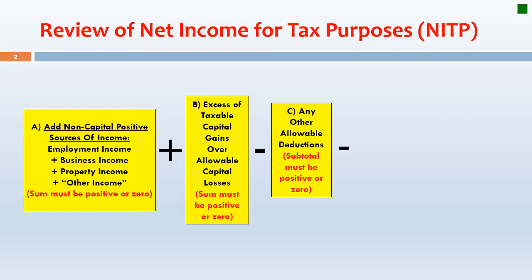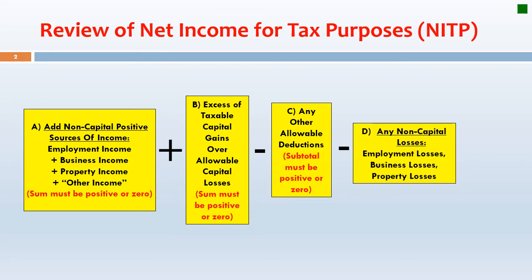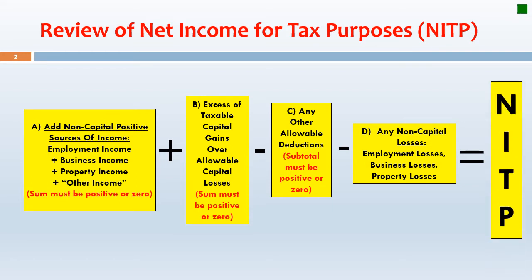The last step here involves the subtraction of any non-capital losses, such as employment losses, business losses, or property losses from our subtotal. The result, if positive or zero, is net income for tax purposes. This is for the given taxation year for which we're trying to determine it. It's extremely important to note that losses subtracted in section D can only reduce income for the year to zero. Any excess losses may be carried forward or backward for different tax years, but this is a topic for a later discussion.